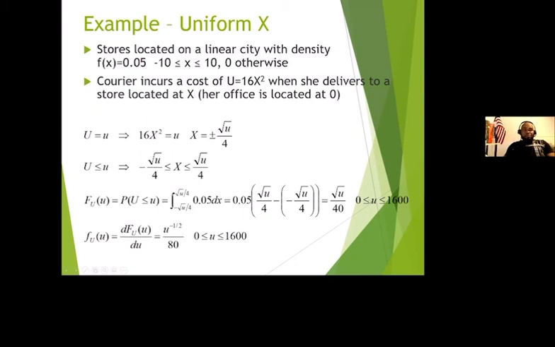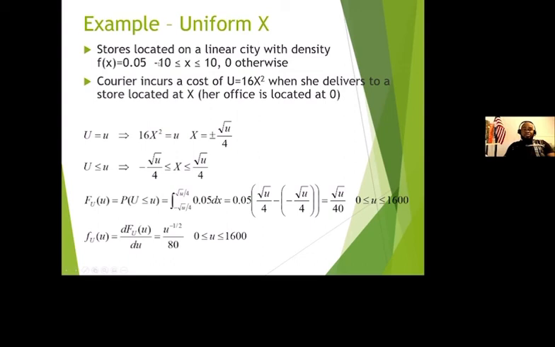Okay, because the range we had initially was minus 10 to 10 for x, and don't forget that the new variable you are finding is u equal to 16x squared, right? Now, what are you going to do to determine the range for u? You're going to plug in what you have here.